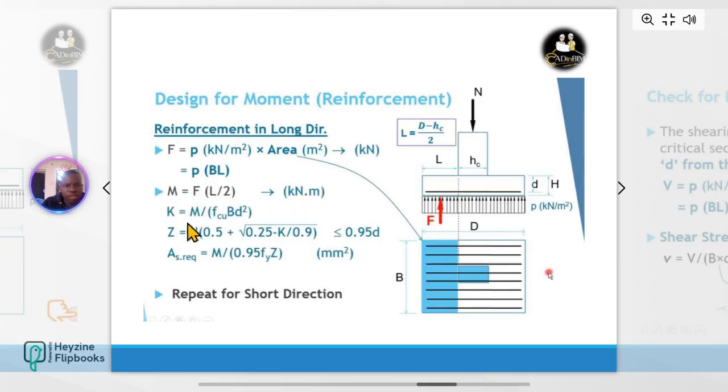it in kilonewton meter. To get K, you can get from this common formula here, and then to get Z, you have it here. Then from here, you can calculate your area of steel required. So repeat the same for the short direction so that you get your reinforcements.